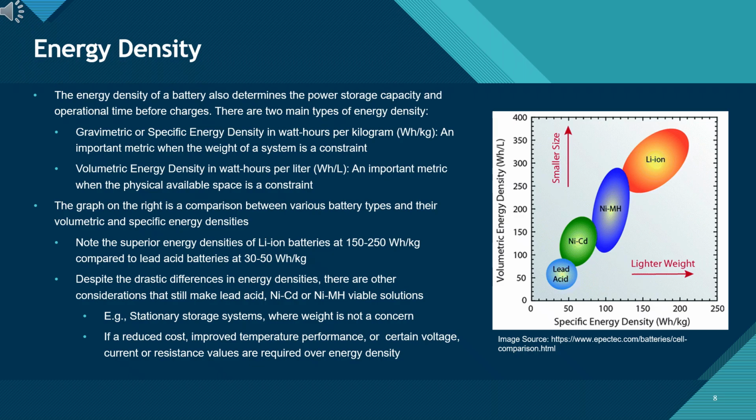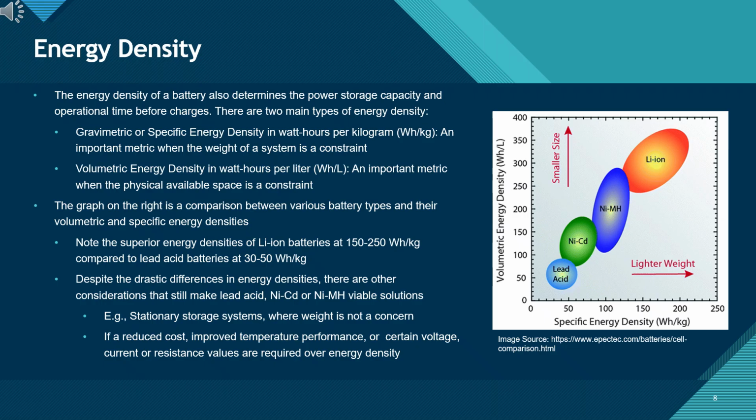The chart here compares several battery chemistries. You can see why lithium-ion dominates today. Its energy density is dramatically higher, typically around 150 to 250 Wh/kg. Lead acid and older chemistries like NiCd or NiMH fall much lower on both axes.